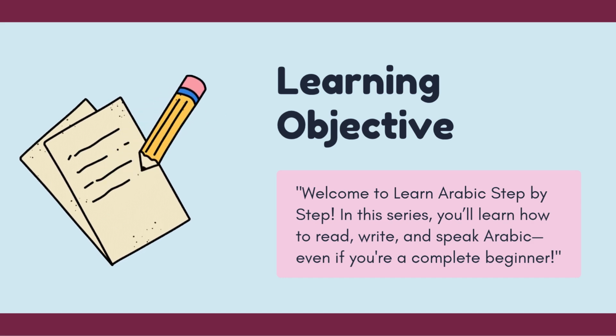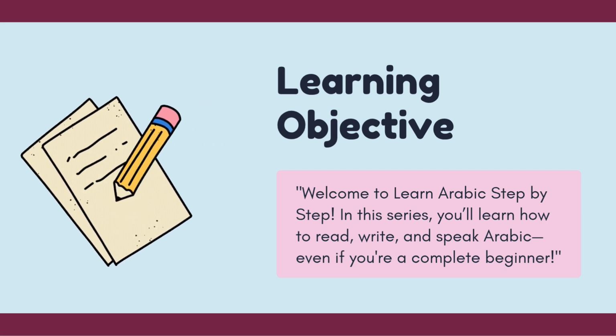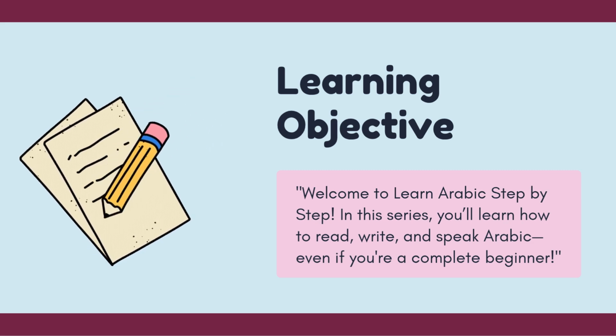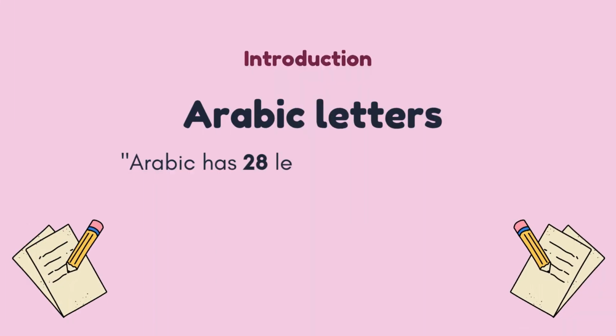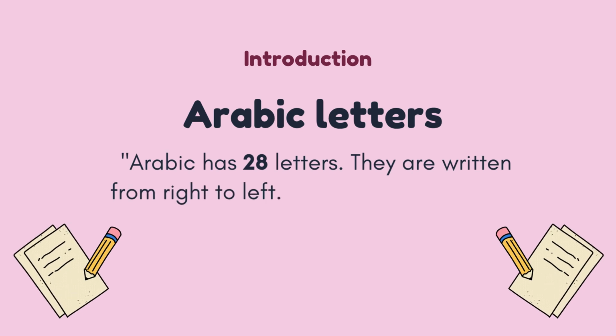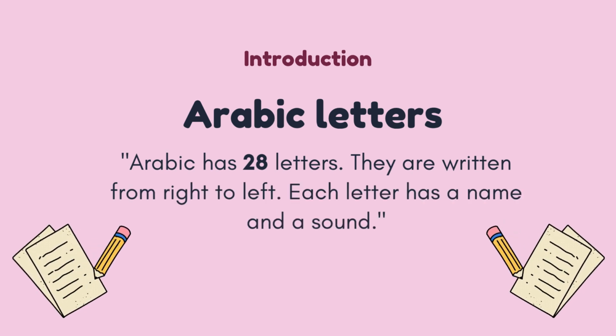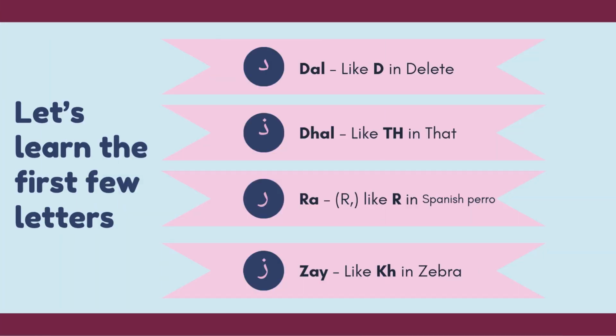In this series, you'll learn how to read, write, and speak Arabic, even if you're a complete beginner. Arabic has 28 letters. They are written from right to left. Each letter has a name and a sound. Let's learn the first few letters.